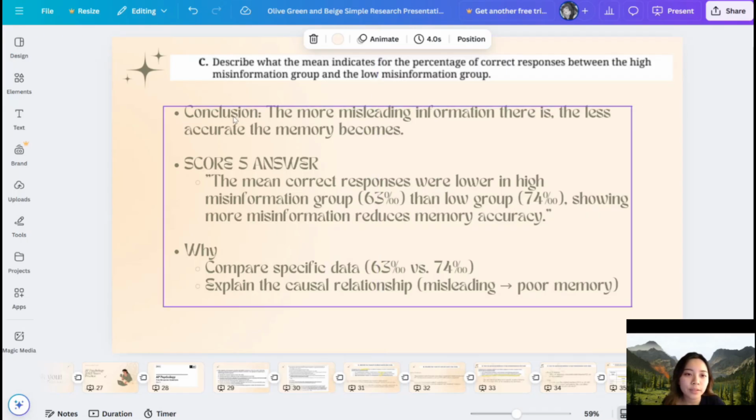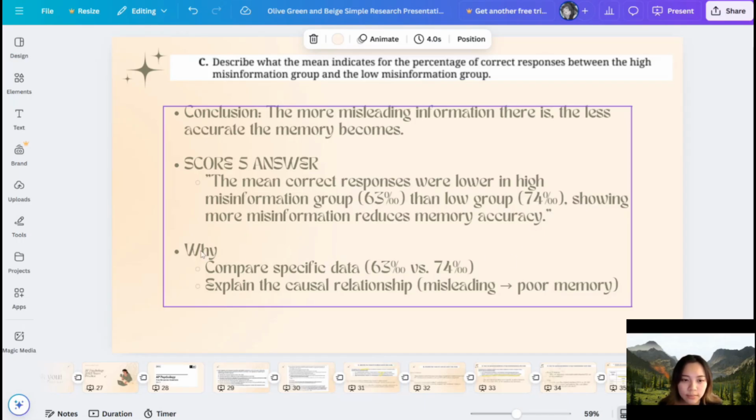Okay. So let's make a conclusion based on the data. Conclusion: the more misleading information there is, the less accurate the memory becomes. So a score 5 answer for this part will be the mean correct responses were lower in the high misinformation group, which is 63%. The data is important. You need to put the number, the data itself, on there. Then the low group, 74%. Showing more misinformation reduces memory accuracy.